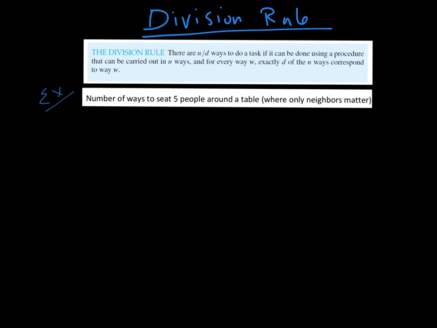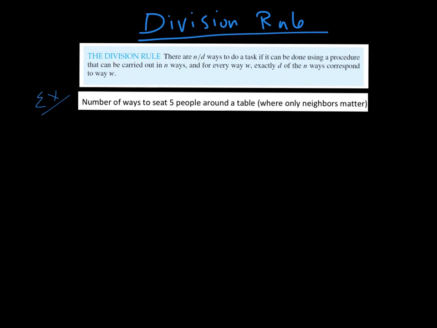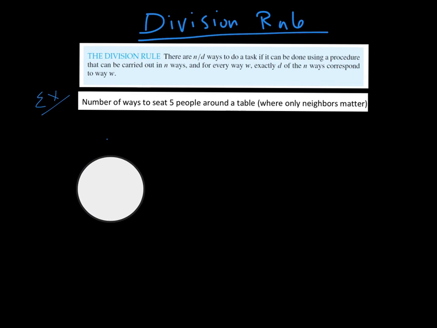How many ways are there to seat 5 people around a table where only neighbors matter? Okay, so let's put a table right here where we're going to sit people around it. There are going to be 5 people seated around this table, so I'm going to put a circle for each of the 5 people. 1, 2, 3, 4, 5. Now, all that I care about is how many ways I can seat these 5 people.